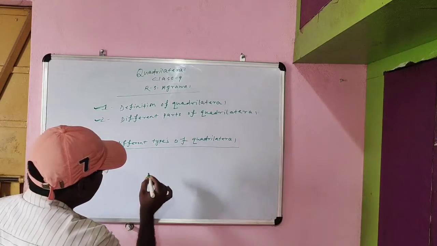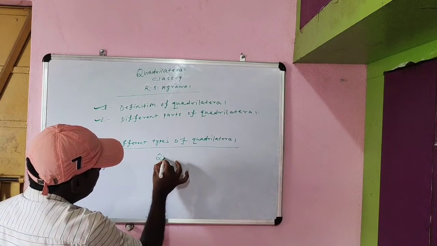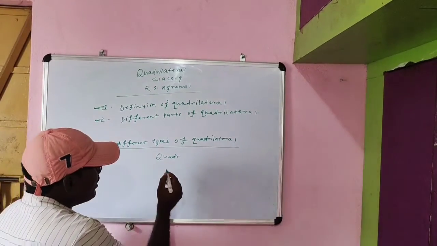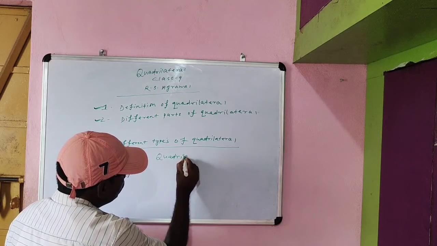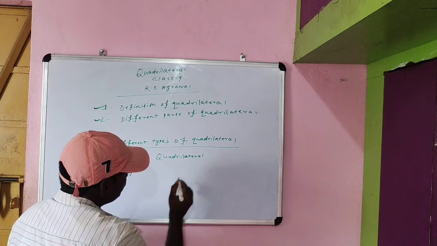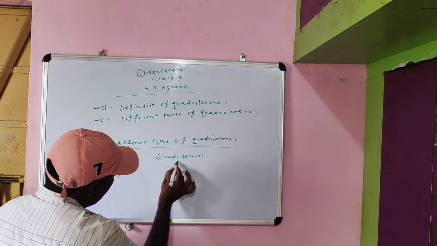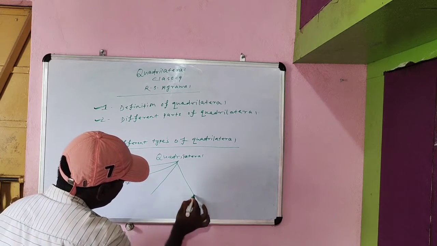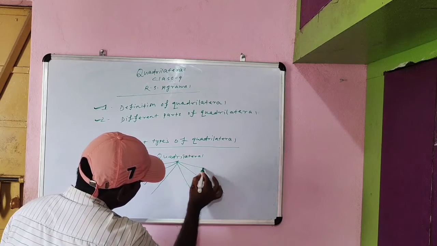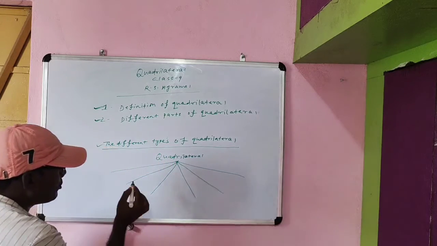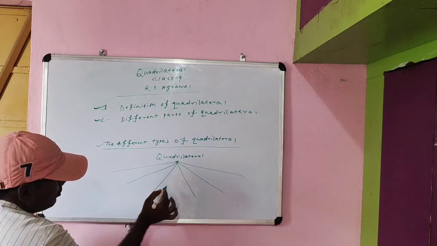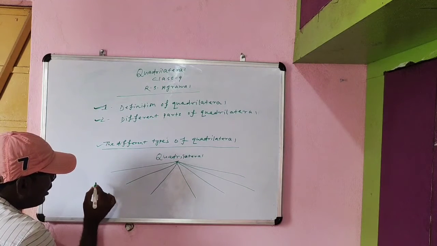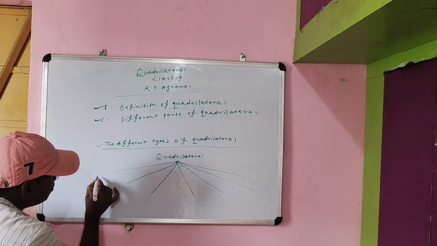Quadrilaterals are mainly of seven types. The first type of quadrilateral is called trapezium.